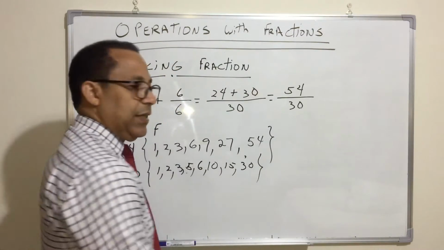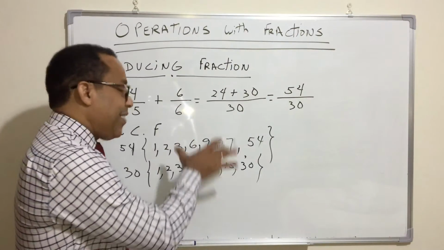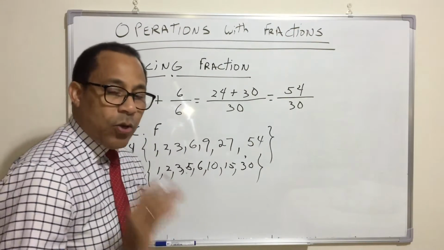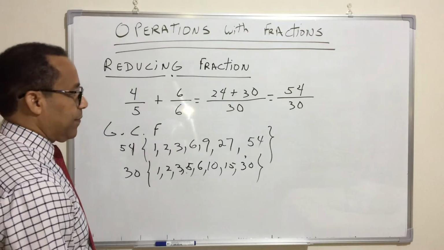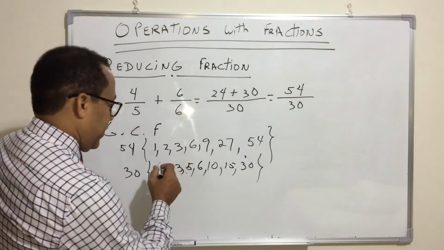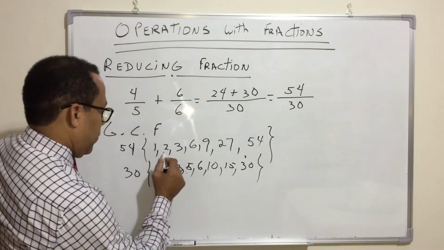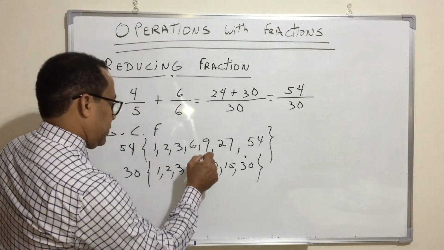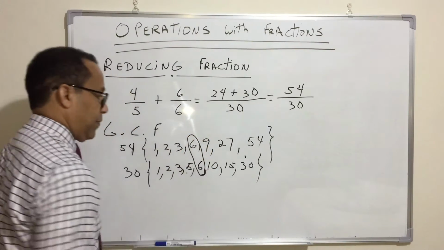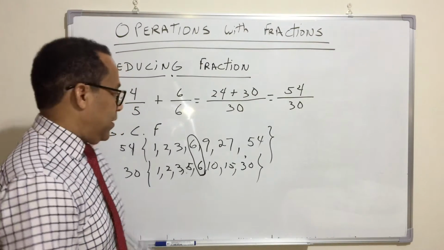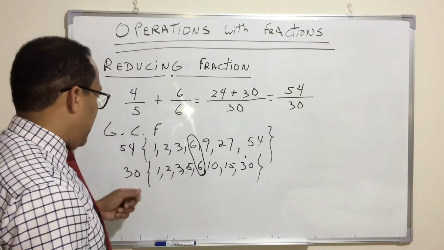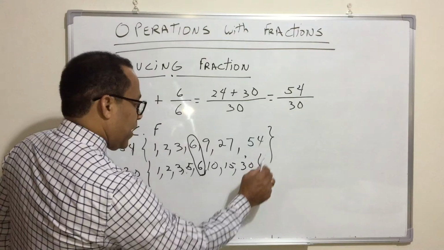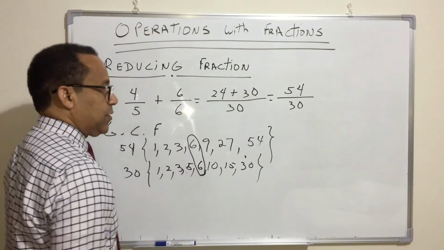Now, let's get the greatest common factor, the greatest of the numbers that are common for 54 and 30. The greatest common factor will be 6. The 6 is a factor for 54, and 6 is also a factor for 30, and there's no other greater common factor for them. 6 is the greatest common factor.